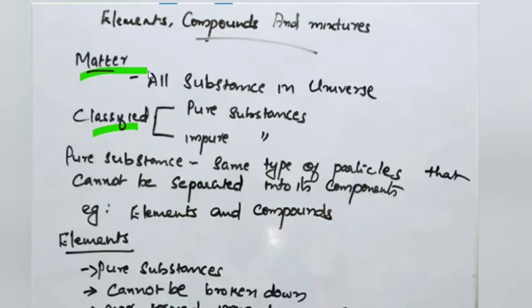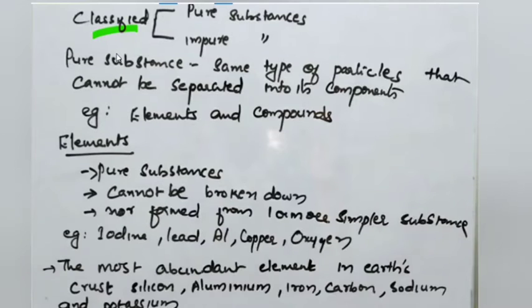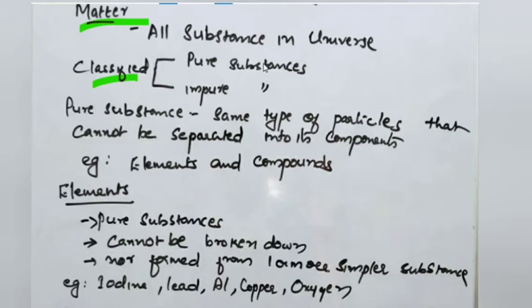Matter means that which is present everywhere in the universe. It is classified into two types, that is, pure substances and impure substances. Pure substances cannot be split to get another substance, but impure substances can be split in order to get the pure ones. Pure substances have the same type of particles that cannot be separated into components. A substance is said to be pure when it cannot be further divided.